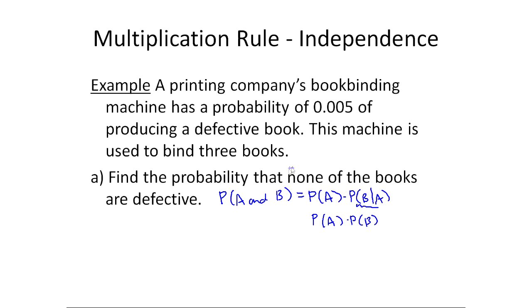So when you ask me the probability that none of the books are defective, and we're looking at 3 books, I can just multiply the probability that one isn't defective times itself 3 times. Probability that one is not defective is 1 minus 0.005 because defective and not defective are complements. In other words, 0.995. So this is 0.995 times itself 3 times. Of course, you would simplify this, right? But in the end, this is how the calculation comes out. So independence makes it where I can simply multiply the probabilities.